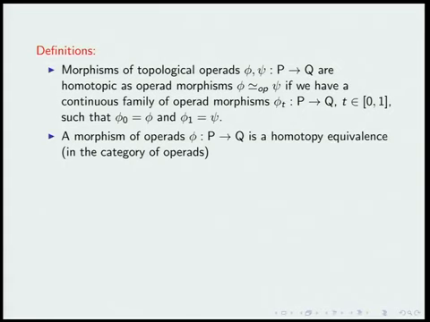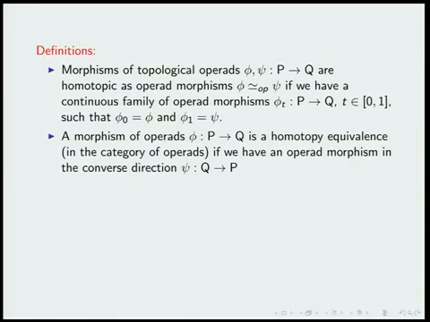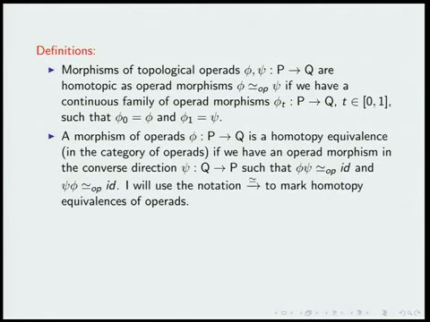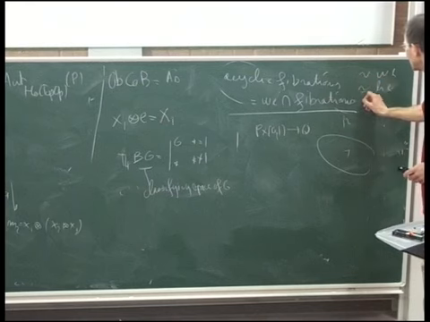And so I can also define the notion of a homotopy equivalence of operads. An operad morphism is a homotopy equivalence if it is invertible up to homotopy. This means that you have a morphism in the converse direction, such that psi composed with phi is homotopic to the identity as an operad morphism, and conversely, phi composed with psi is homotopic to the identity as an operad morphism. So I will use this notation for weak equivalences, this one for homotopy equivalences, and this one for isomorphisms.